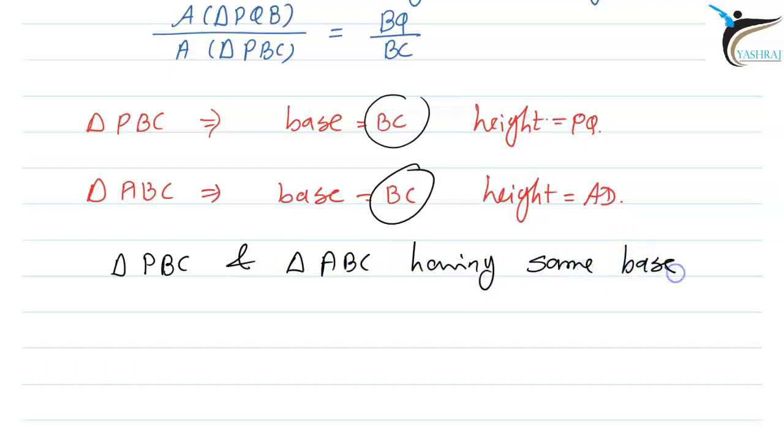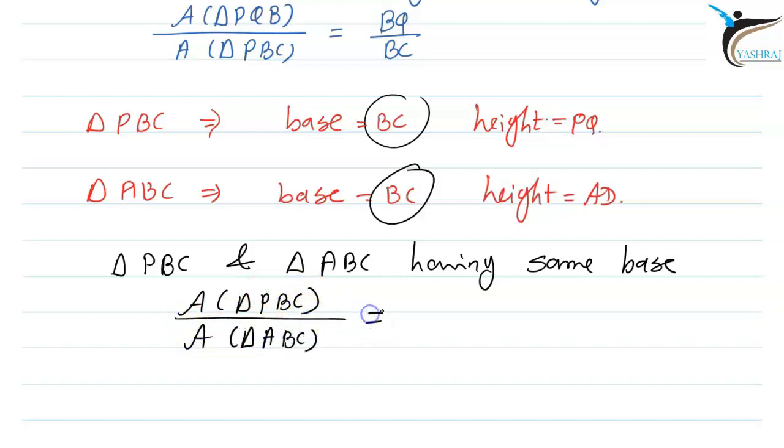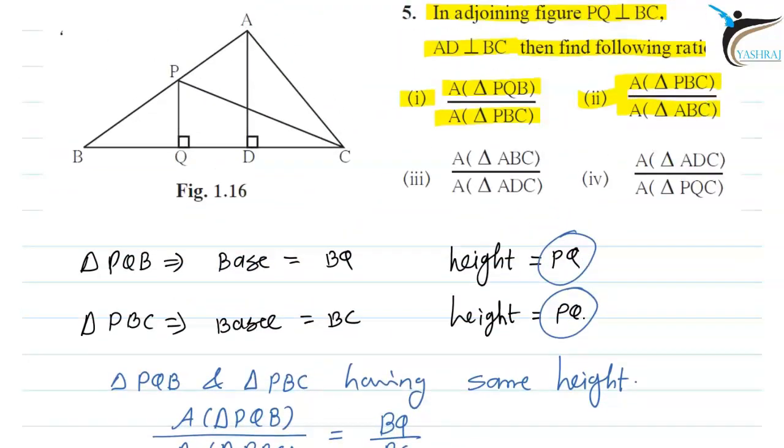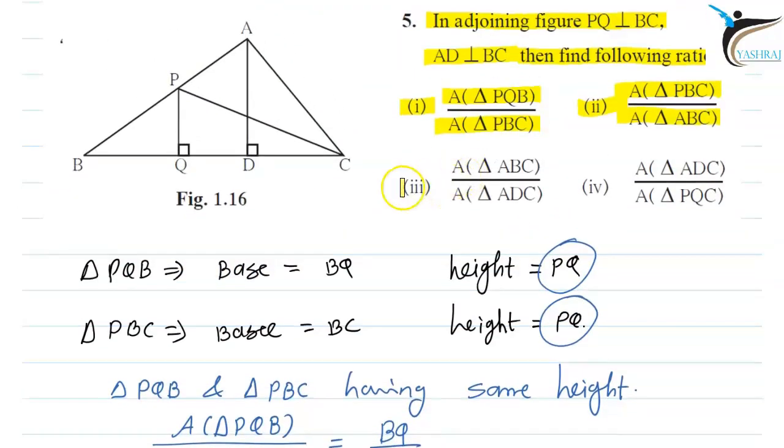So what about their ratio of area? Area of triangle PBC divided by area of triangle ABC equals the ratio of their corresponding heights. That means we have PQ divided by AD. Now look at the next ratio. The third sub question: we have to evaluate area of triangle ABC divided by area of triangle ADC. Already we have the base and height of triangle ABC as per the second sub question.